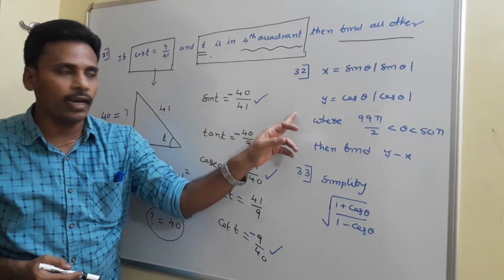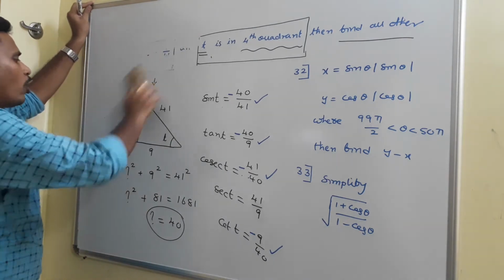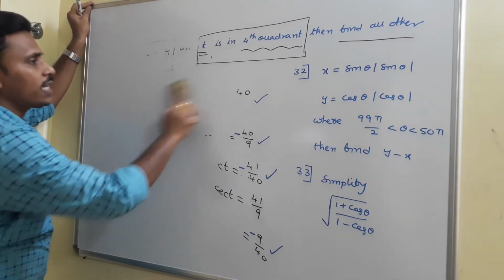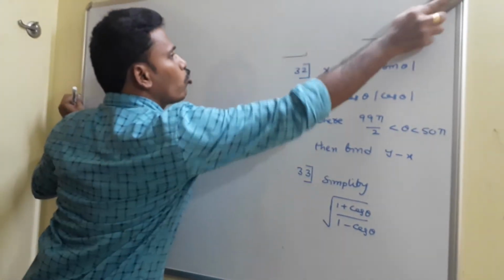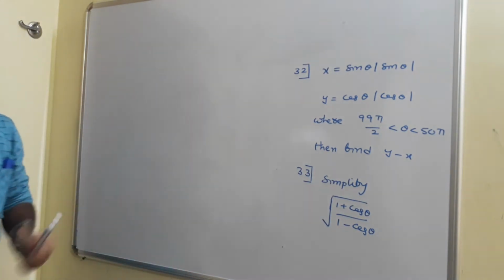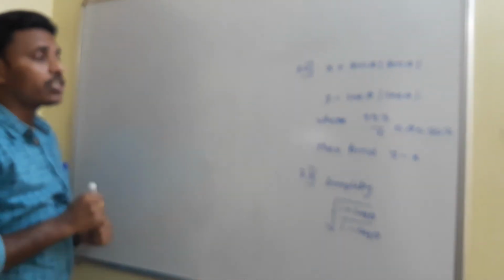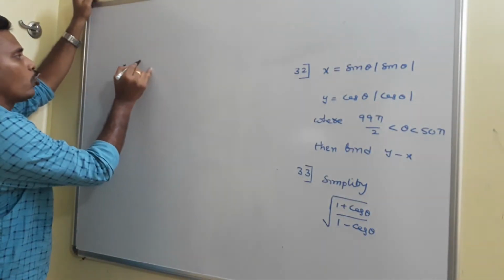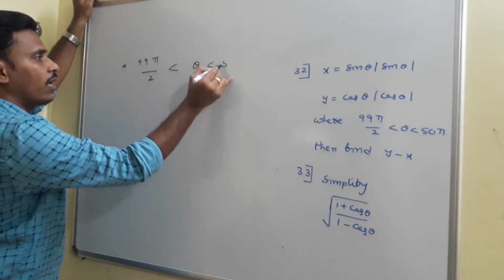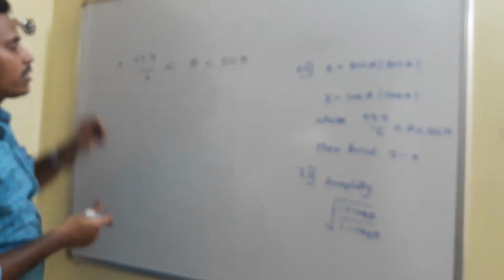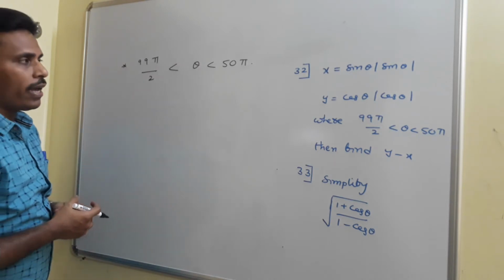And now look at this 32nd one, and I am going to deal with the 32nd one. What is the 32nd problem? Have a look at the board. That 32nd problem says that x is given as sin theta into modulus of sin theta, and y is given as cos theta into modulus of cos theta, and theta is mentioned in between 99 pi by 2 and 50 pi. Look there, theta is given that 99 pi by 2 is less than theta less than 50 pi. This is the thing about the theta. And now we need to find the value of y minus x.